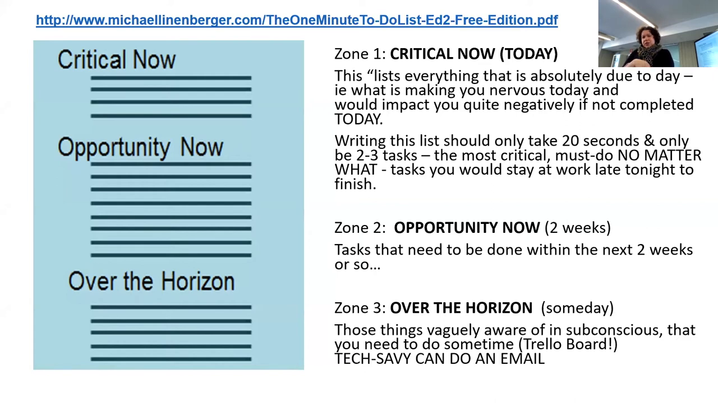Then he has zone two, which is called opportunity now. And this is tasks that need to be done within the next 2 weeks or so. So things that you're thinking about in your head. In his little book, which is free to download and use, he outlines how you can integrate this into your email system. And if someone is super tech savvy and can figure out how to do it and help me do it again, that'd be great. He talks about opportunity now, so things that need to be done within the next 2 weeks or so. And then you've got over the horizon.